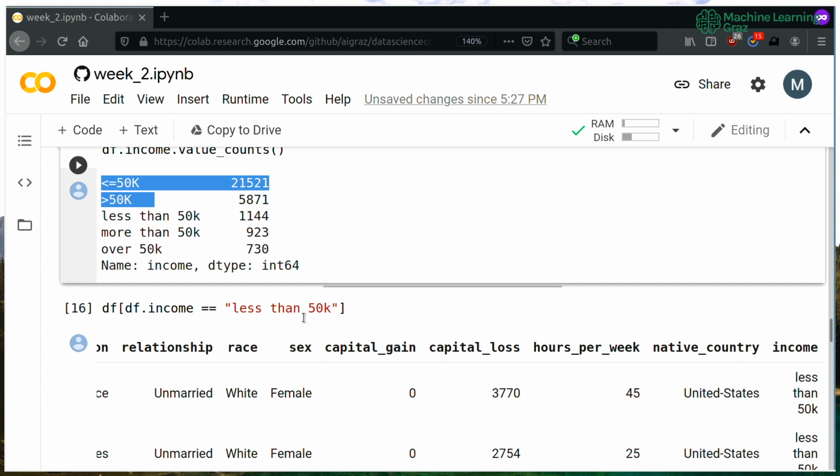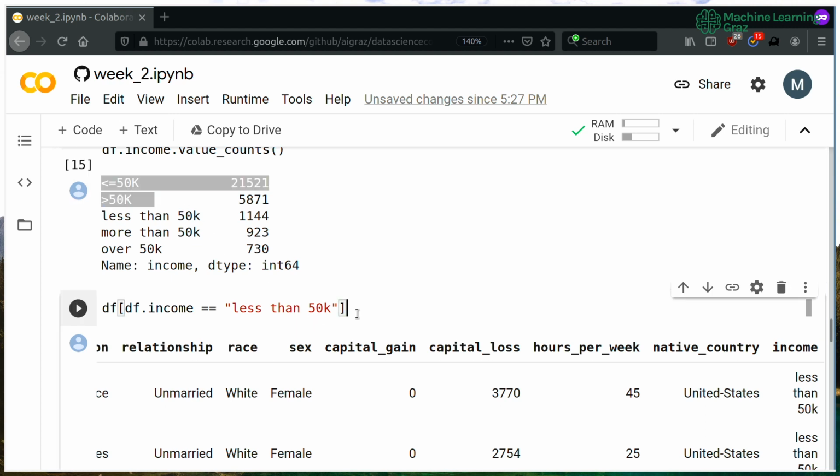To do this, we will save the indexes of all of our three values. So in this case, we wrote df.income equals less than 50k. To get the indexes of those rows, we write .index.